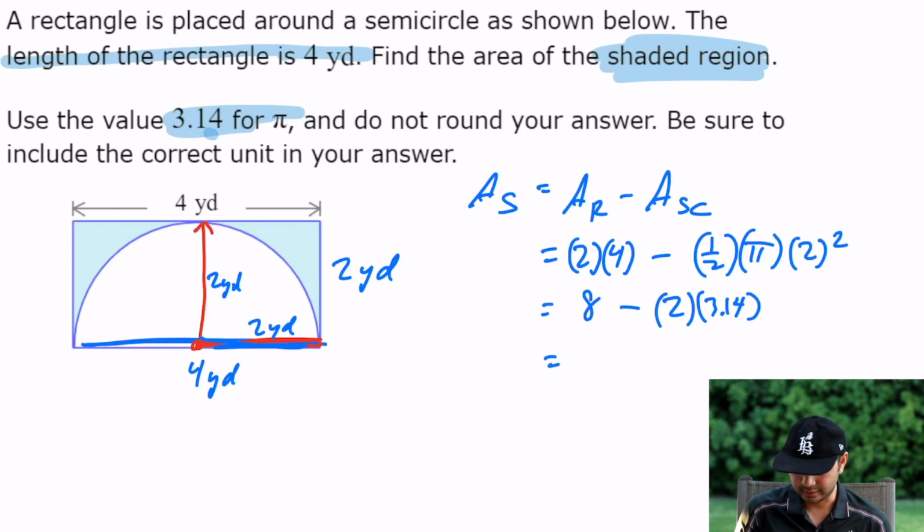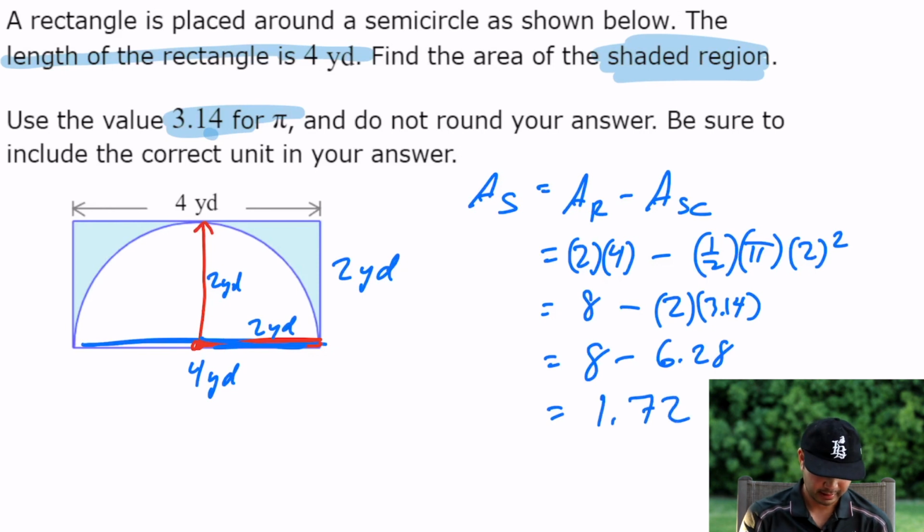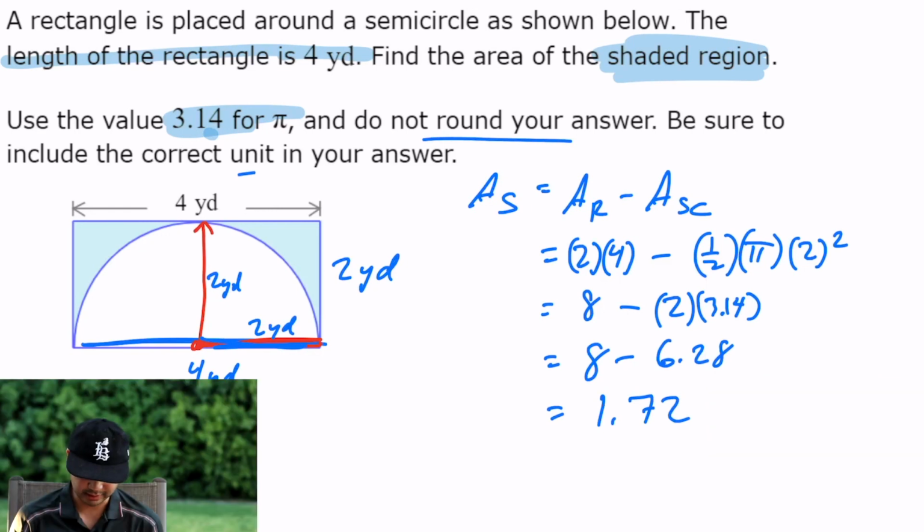Okay, so then we just work this out. 2 times 3.14 is 6.28. So this is going to be 8 minus 6.28, and then you subtract that. 8 minus 6.28 is 1.72. I wanted to make sure. All right, 8 minus 6.28 is 1.72. It says do not round your answer. Correct units. This is area, so this is in yards squared.